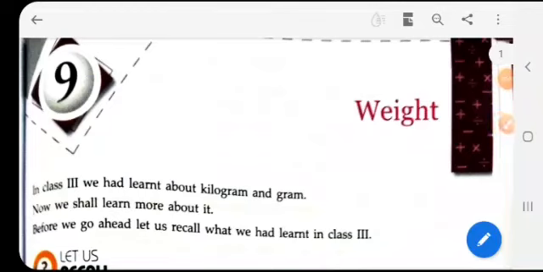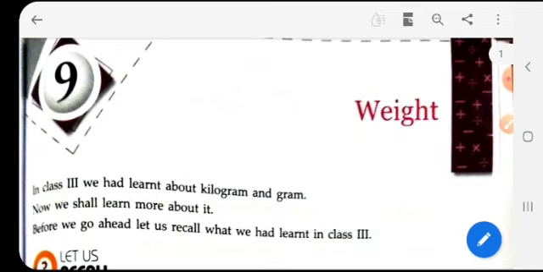Children, this is a chapter on weight. You must have seen your mom taking vegetables from the greengrocer. He has a weighing machine where, if your mom asks for 1 kg of aloo, potato, the vendor weighs it in his weighing machine and says that yes, this is 1 kg of potato, and your mom takes it.